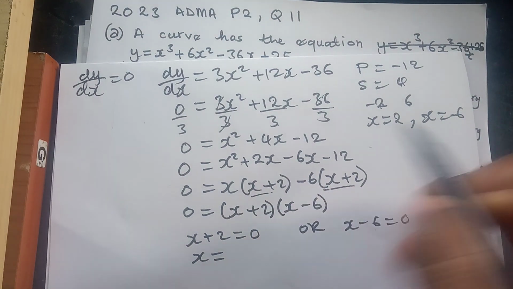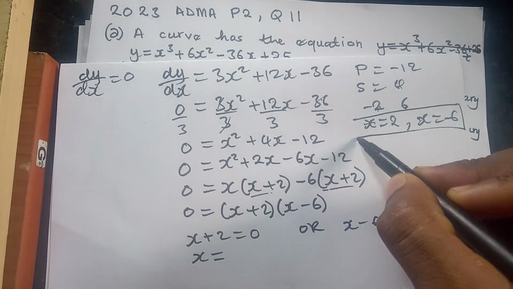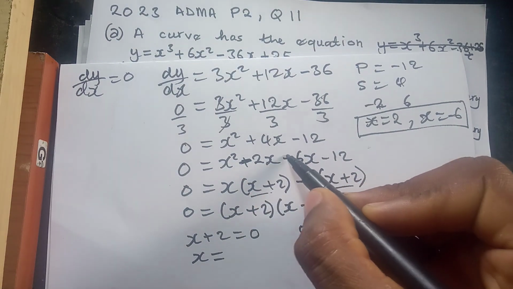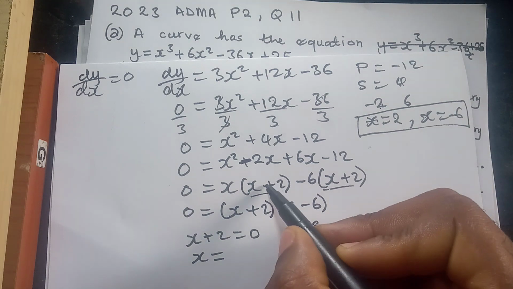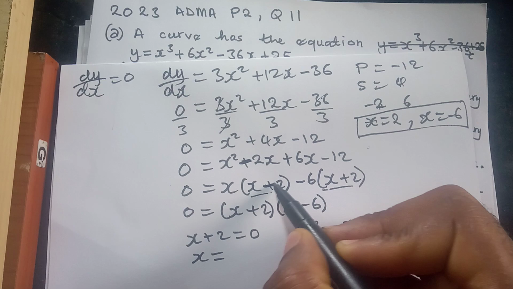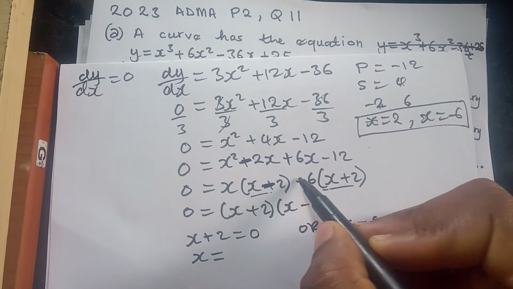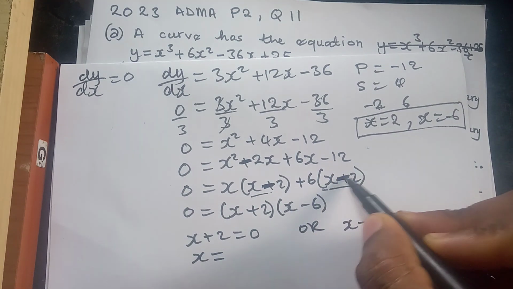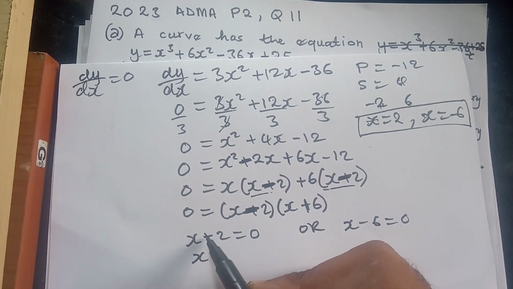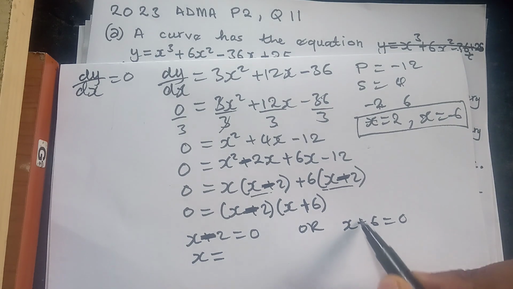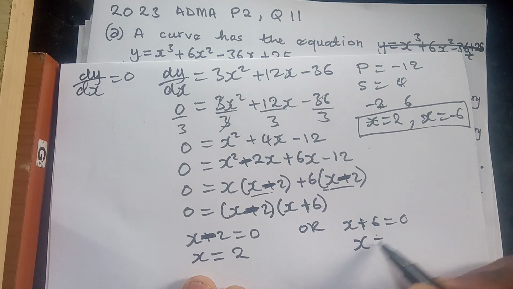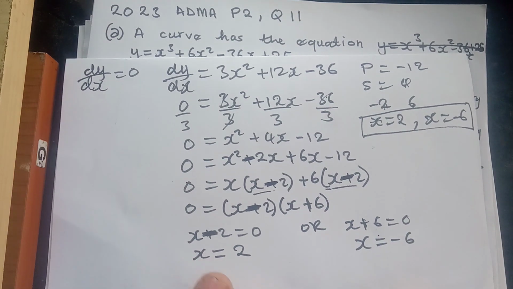There was a mistake here. I wasn't supposed to use these. These are the factors, so this should have been negative and this should be positive. So that means when we factor out x, we have a negative here, and then when we factor out positive 6, we have a negative here. So this will be negative, this will be positive, negative, positive. So that means x is equal to 2 or x is equal to negative 6.